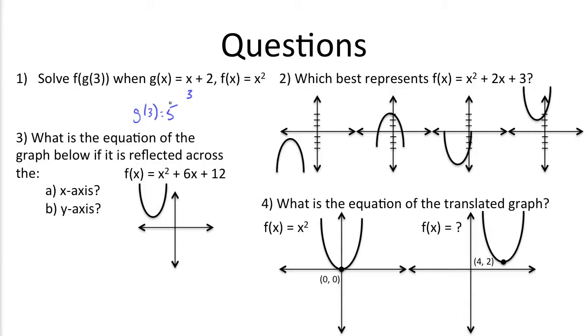Now we know that that's 5, that means we can plug 5 in for the f of x. So over here we have f of 5, which means we get 5 squared, which is equal to 25.